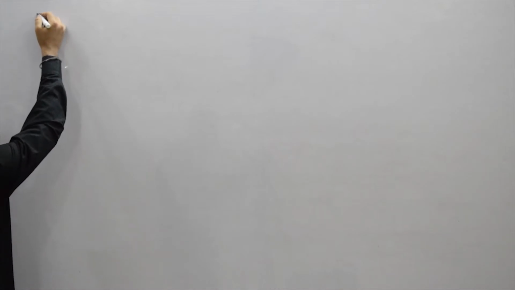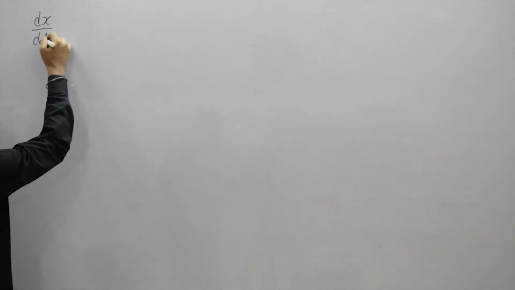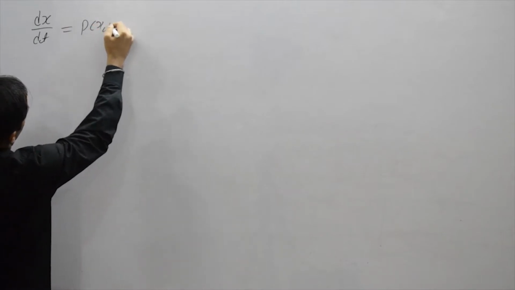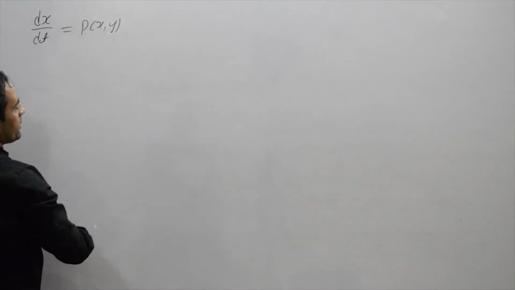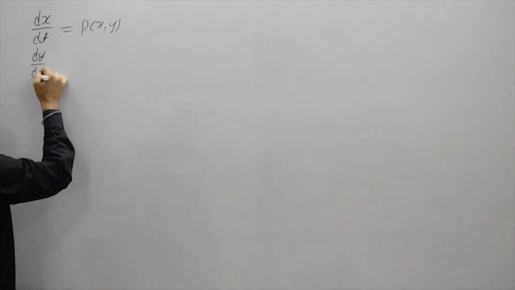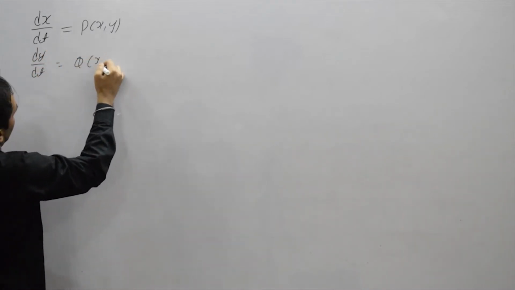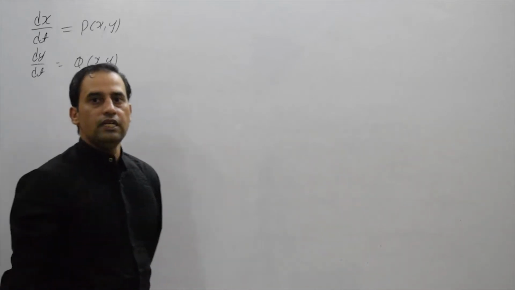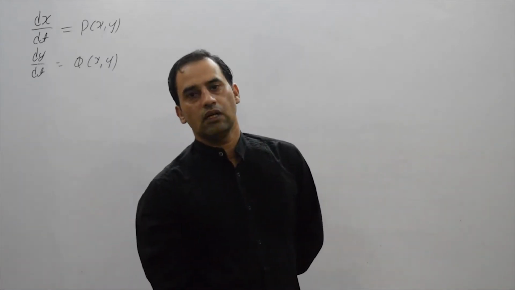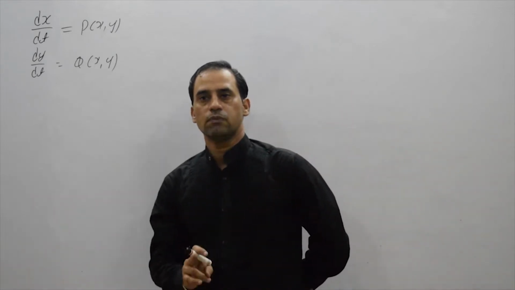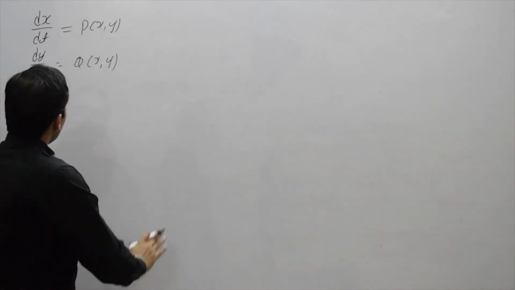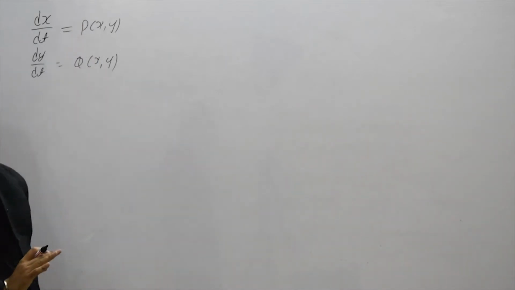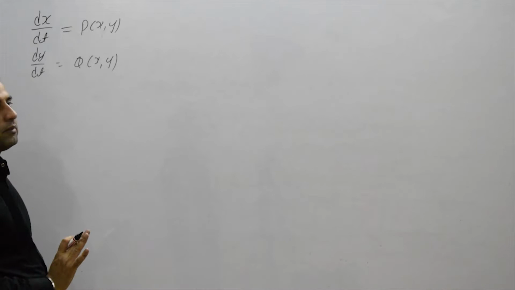...of the critical point for a system of linear equations or a system of non-linear equations. So let's start with the simple 2×2 system of equations. dx/dt is equal to p(x,y), where p is a function of x and y, and another equation is dy/dt is equal to q(x,y). Assume that p and q are continuous functions with first-order continuous partial derivatives. Now p and q may be linear or non-linear in the given variables x and y.